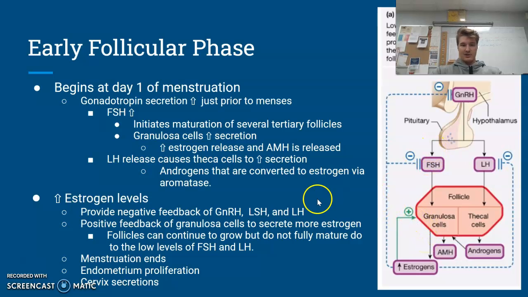And we see that at the same time, with this elevated FSH, the release of luteinizing hormone causes the theca cells, which we see right here.